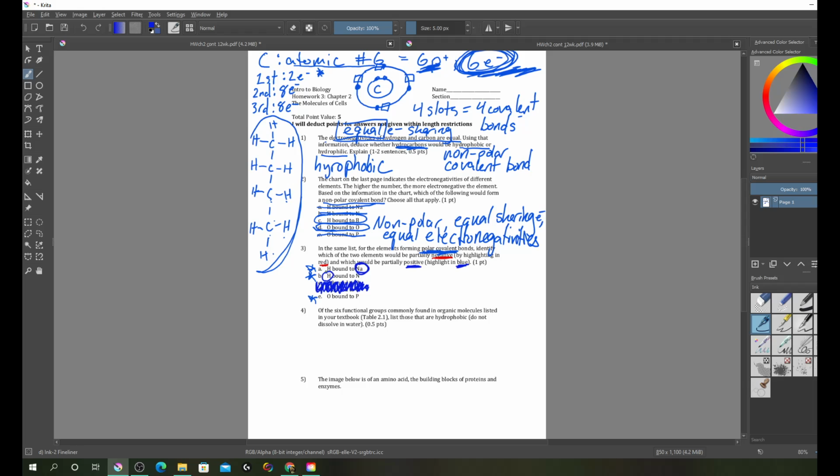You can't always know off the top of your head which is going to be keeping electrons, which is going to be the electron hog. It's all relative. It's like I'm stronger than some people and weaker than others. Well, same with these elements.